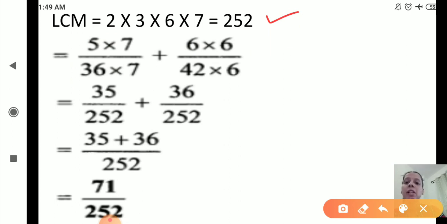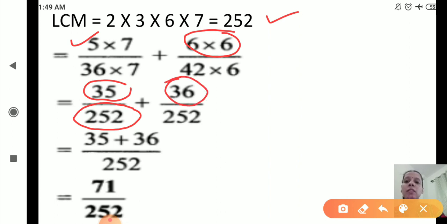Okay, 5 multiplied by 7. 5 sevens are 35. So I have written here 35. 36 multiplied by 7, yes, 252, that is correct. Now 6 multiplied by 6. 6 sixes are 36. So here it will be 36. 42 multiplied by 6 is 252.